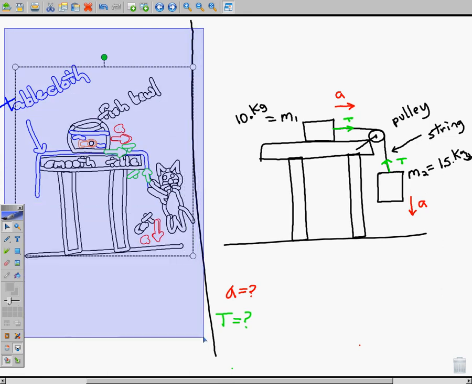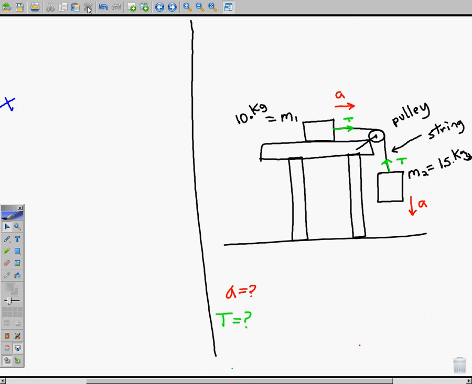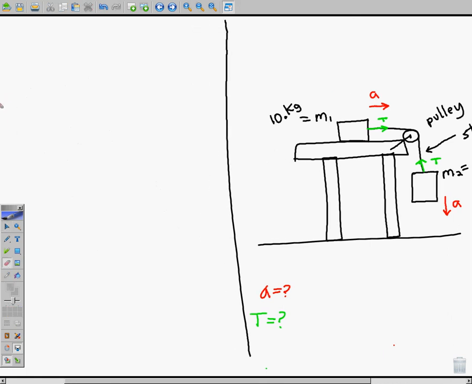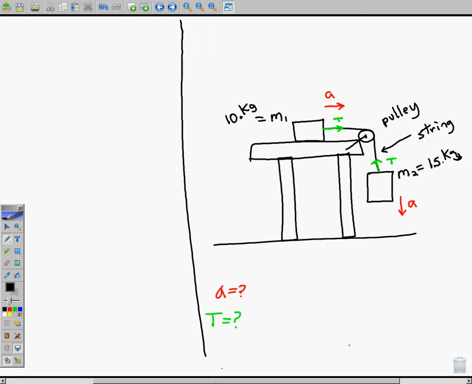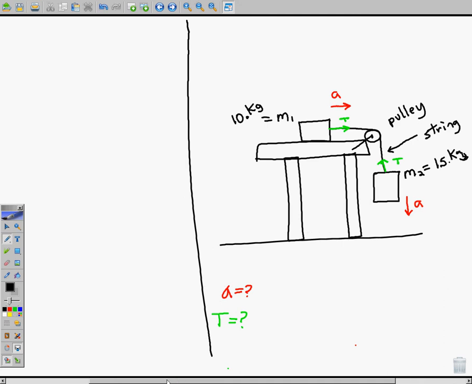So we're going to draw a free body diagram for each mass. I'm going to make some room over here. Wait, you forgot the T. Oh, you could have just made more room. You can extend the table. Okay.